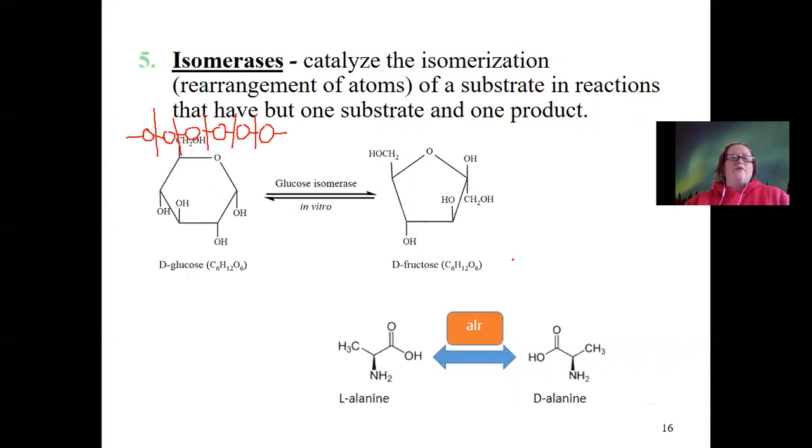Another way that isomerases can work is taking a left-handed or a right-handed molecule and converting it to its chiral counterpart. So taking chiral molecules and converting one side into its mirror image. So the example down here is L-alanine, the left-handed version of alanine, being converted into the right-handed version. So simply just switching the molecules around so that you have the mirror image is an example of an enzyme that could be categorized as an isomerase.